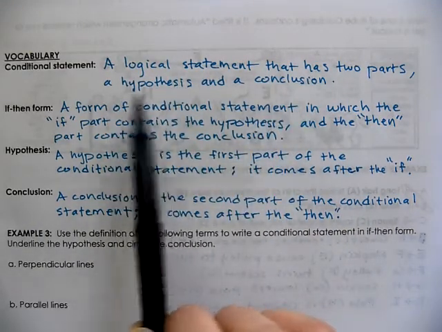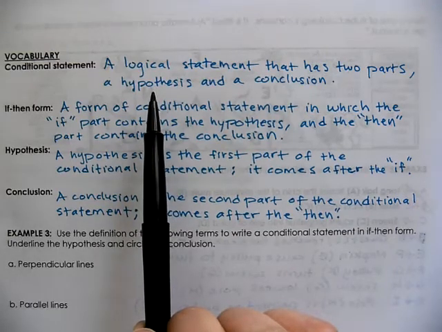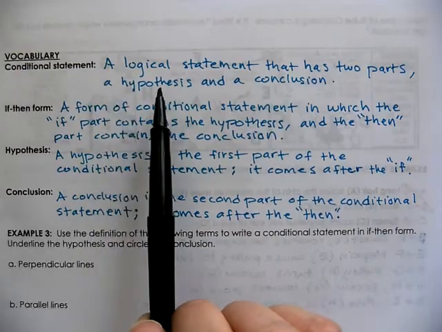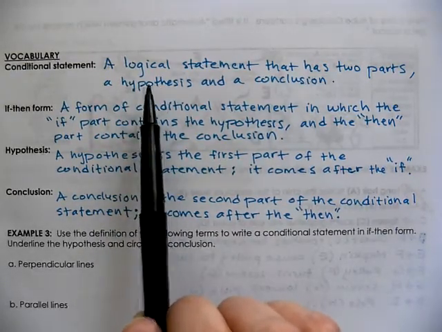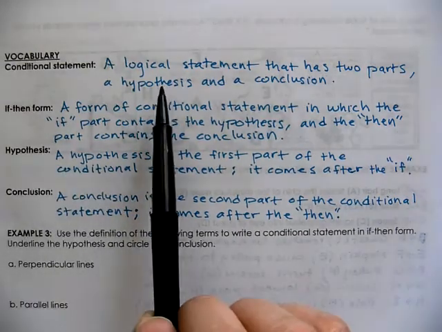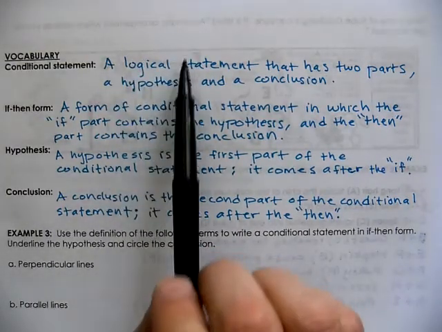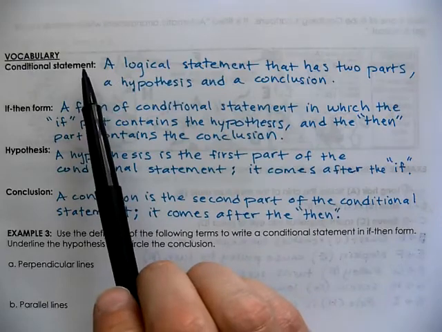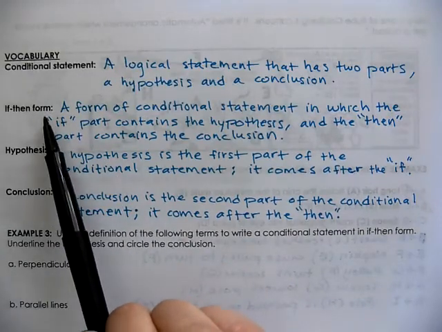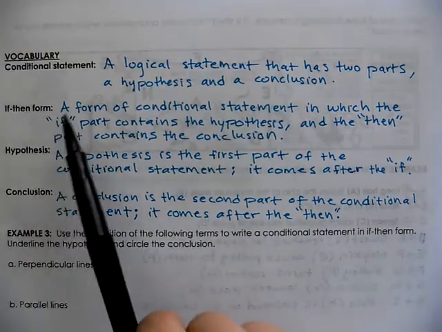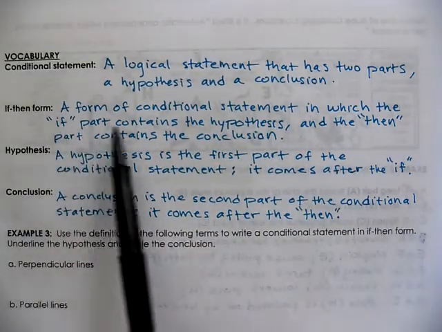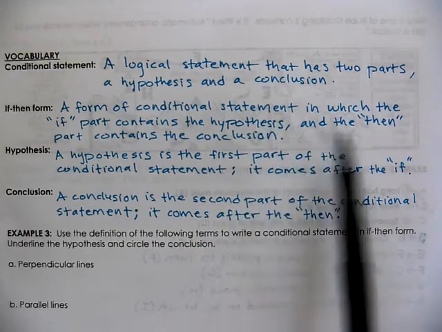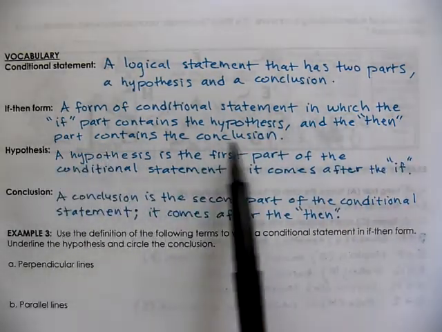Now the hypothesis is a word you've heard about in your science class when a scientist makes a hypothesis. This is something different. This is not your science class hypothesis. This means something different, and we'll talk about it in just a moment. Okay? We're going to format these statements in a very particular manner. We're going to put them in an if-then form. The if-then form is a form of conditional statement in which the if part contains the hypothesis and the then part contains the conclusion.